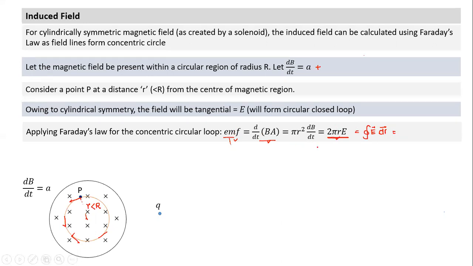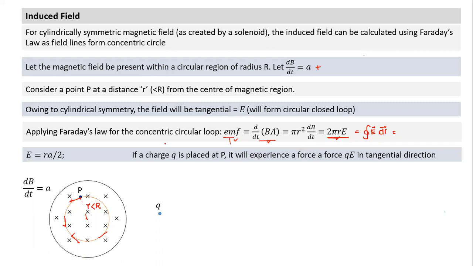From this relationship, we find E is equal to rA by 2, A being the rate at which the magnetic field is increasing. So what does this indicate? The field increases linearly with the distance from the center. At the center, the induced electric field is 0, and it becomes maximum at r equal to capital R. And we can prove it experimentally also. If I keep a charge at point P, it's possible to experimentally calculate what force acts if dB/dt is known, and that tallies with this. So that's the experimental proof.